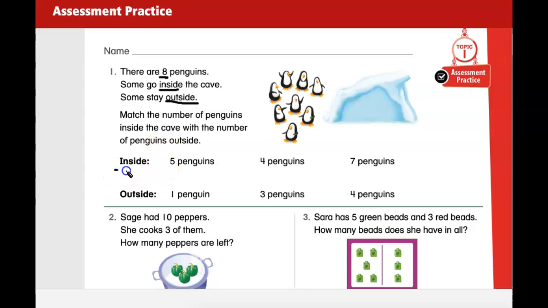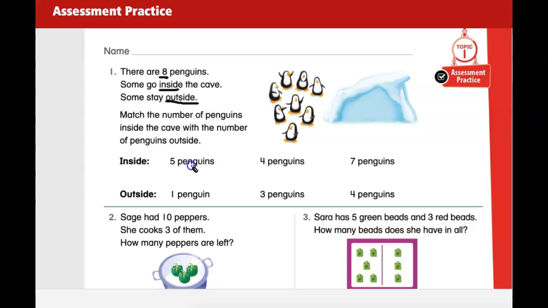So these numbers here, all on the top, these are the number of penguins inside. These numbers down here are the penguins outside. You need to match a number from the inside penguins to the outside penguins. So you are going to draw a line to connect. Now it told us there's 8 penguins. So whichever numbers you connect from the inside and outside, when you add them together, they have to equal 8.